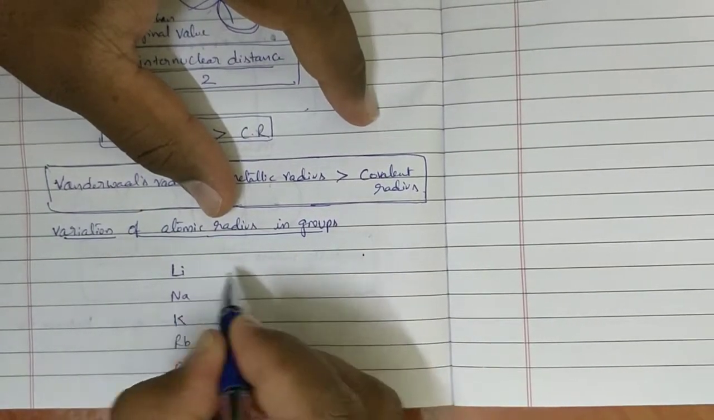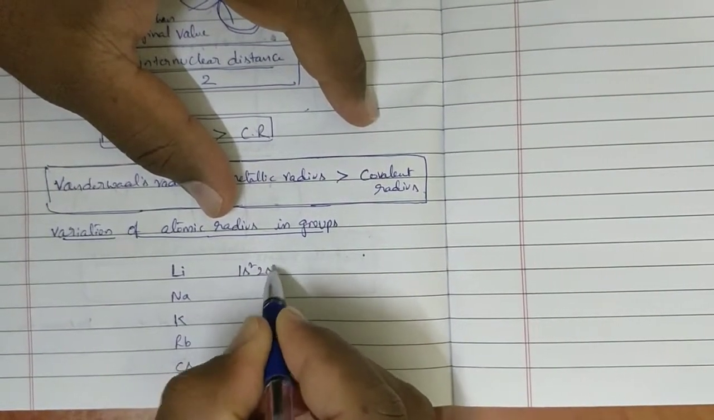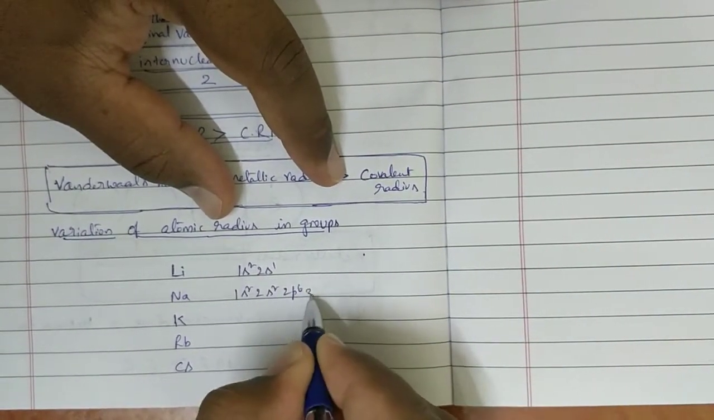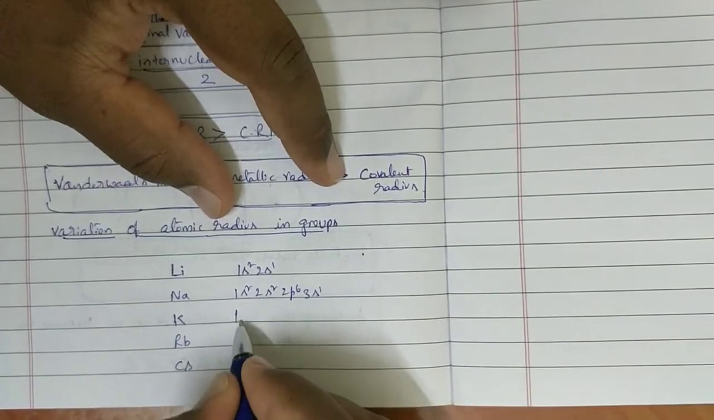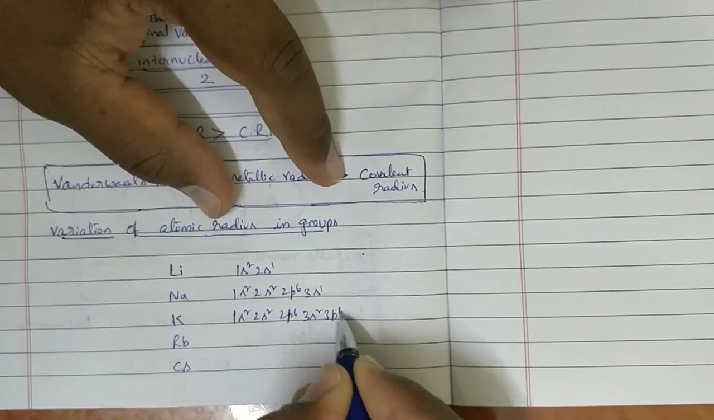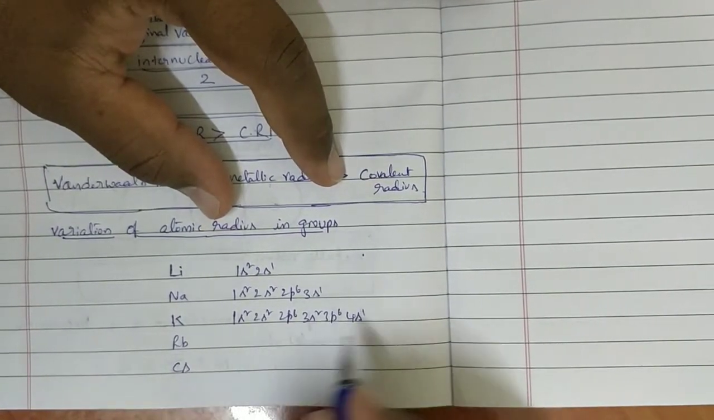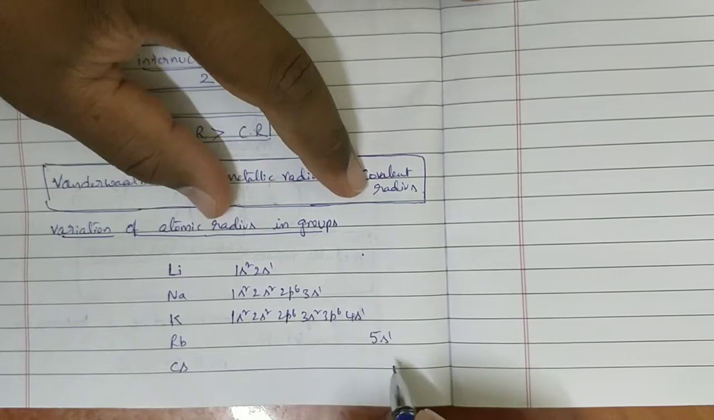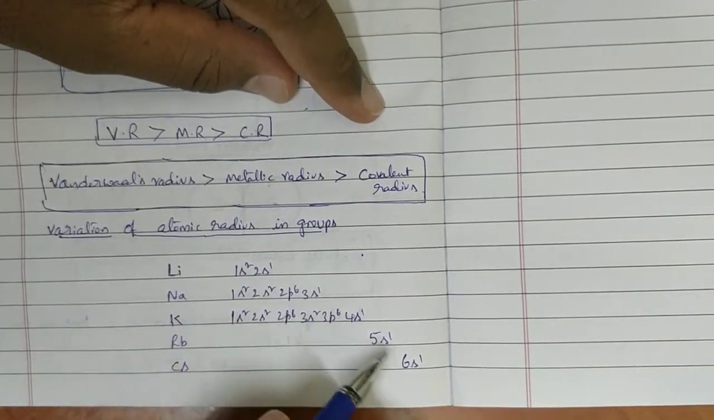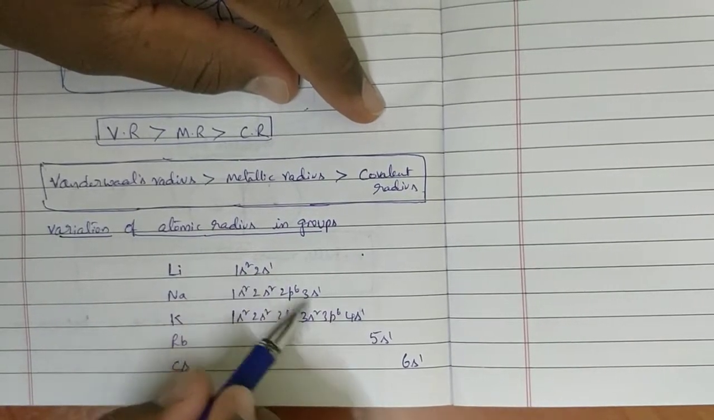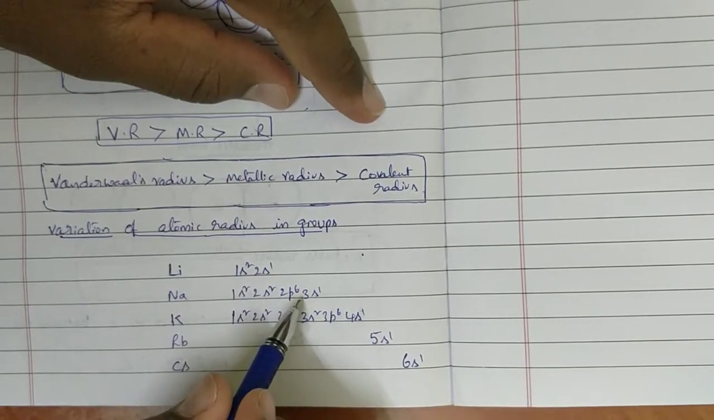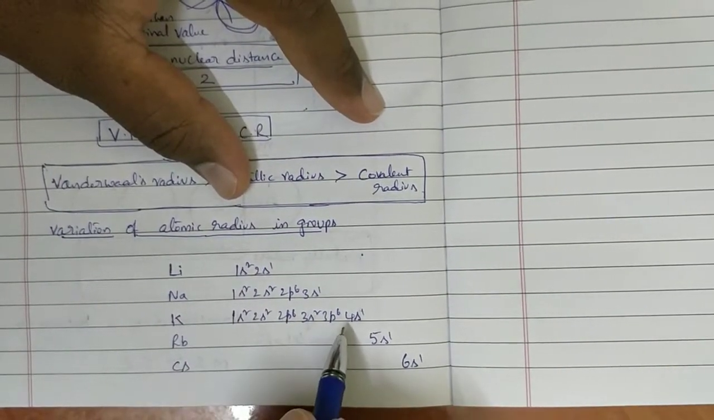Coming to the electronic configuration of lithium: 1s2 2s1. Sodium: 1s2 2s2 2p6 3s1. Potassium: 1s2 2s2 2p6 3s2 3p6 4s1. Rubidium: 5s1. Cesium: 6s1. That outermost shell electron is entering into a new shell. In lithium it is present in the second shell. In sodium it is present in the third shell. In potassium it is present in the fourth shell.